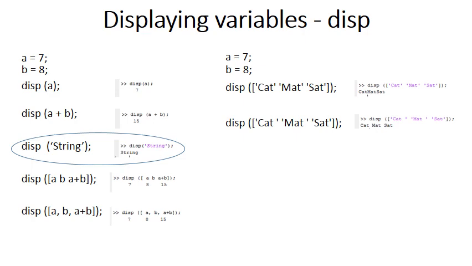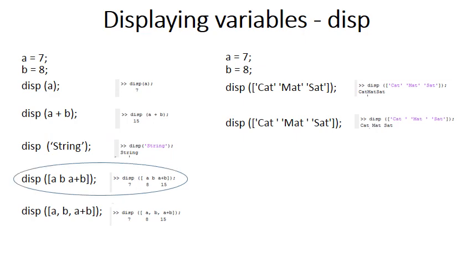In this case, a plus b is 15, so it displays the value 15. Just as we've displayed the value of a variable or the value of an expression, we could also display a string. So when you put something between single quotes, it's like a word or a sentence, and that word or string will be displayed on the screen.